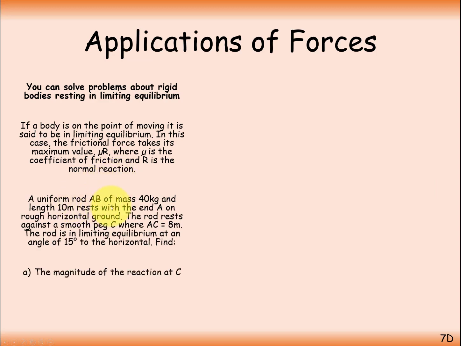So we've got a uniform rod AB of mass 40 kg and length 10 meters. It rests with the end A on a rough horizontal ground, so hence we have friction. The rod rests against a smooth peg C where AC equals 8 meters. The rod is in limiting equilibrium at an angle 15 degrees to the horizontal. Find A, the magnitude of the action at C. B, the coefficient of friction between the rod and the ground.